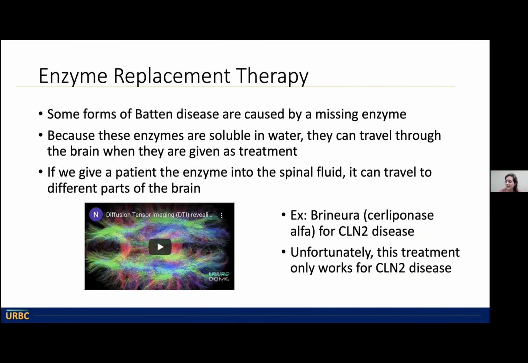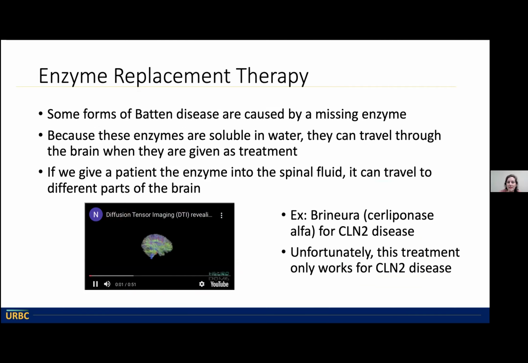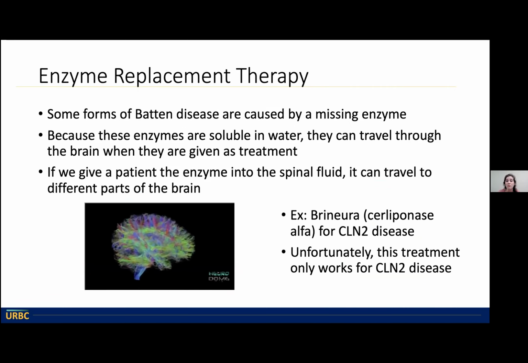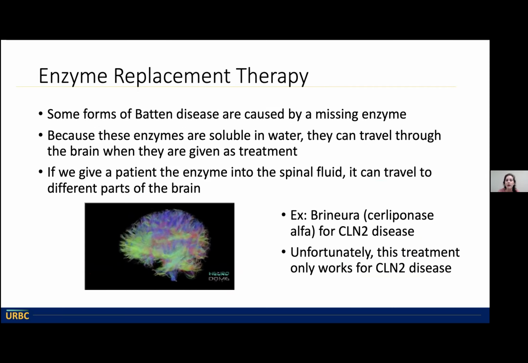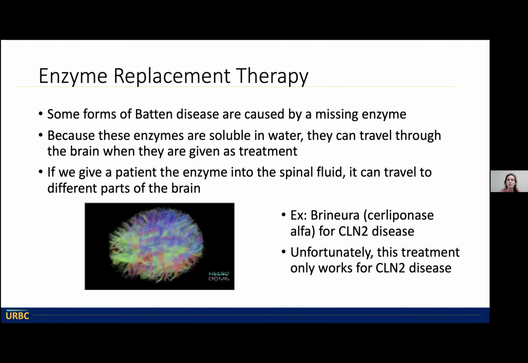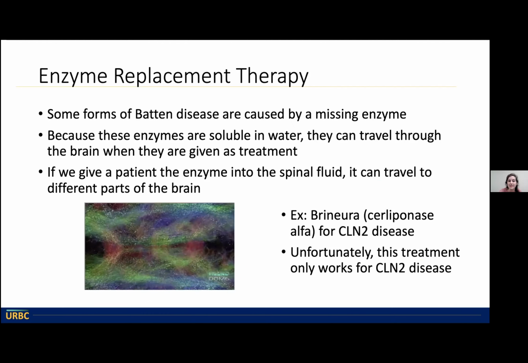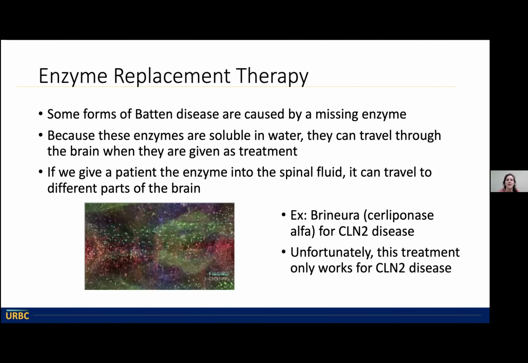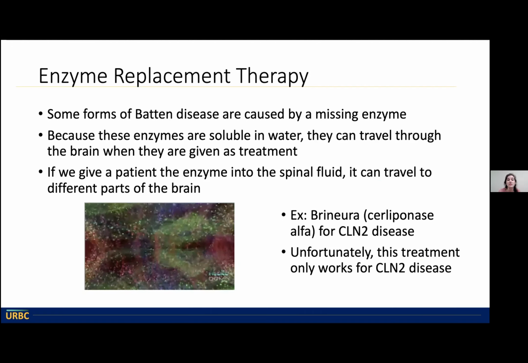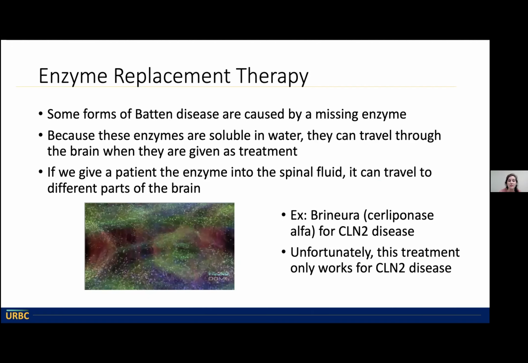The next treatment method is called enzyme replacement therapy. Some forms of Batten disease are caused by an enzyme that is missing because it didn't get made properly. Because these enzymes are soluble in water, they can travel through the brain when they're given as treatment. The video that's playing on the slide is showing how water flows through the brain, with different colors representing different directions. This shows us that anything that we can dissolve in water should be able to travel throughout the brain to different areas. For enzyme replacement therapy, if we give a patient the enzyme into the spinal fluid, it can travel to different parts of the brain.